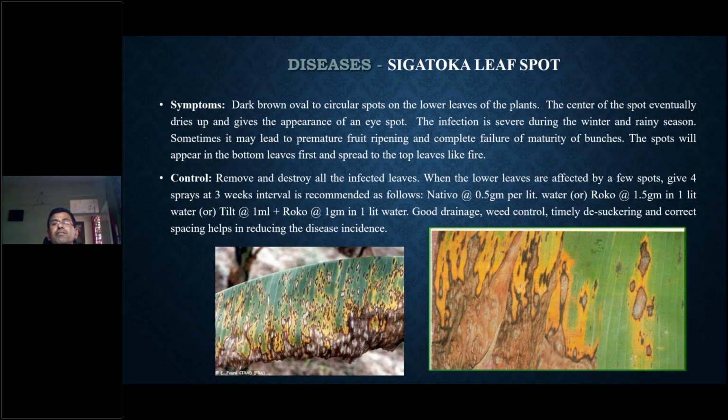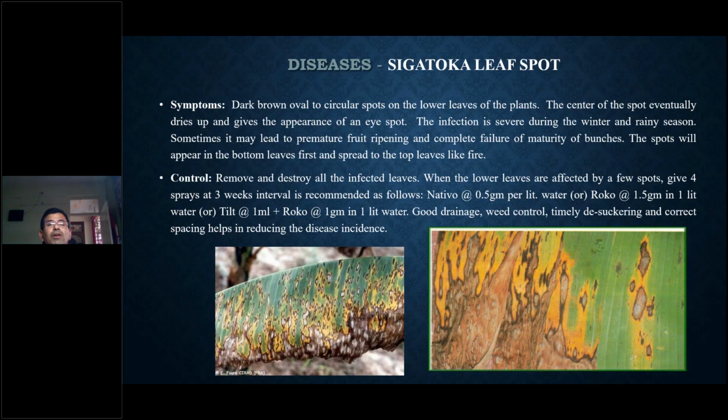This infection is severe during winter and the rainy season. Sometimes it may lead to premature ripening. I have seen in many farmers' fields, in a bunch at around 50% or 70% maturity, here and there a few fruits are ripened. So neither can they keep the bunch to mature, nor can they harvest and sell it. This is a scenario we have seen in many places.